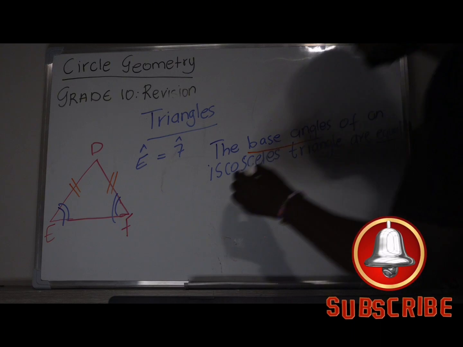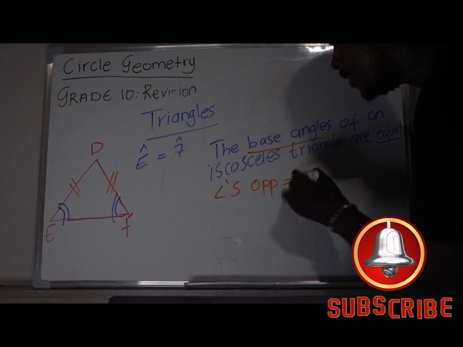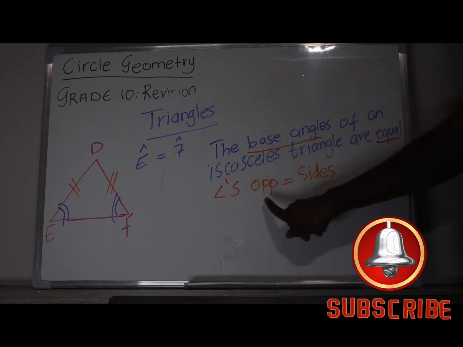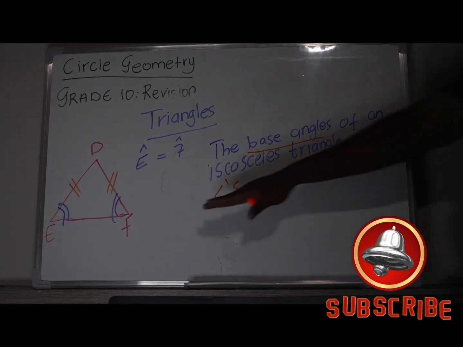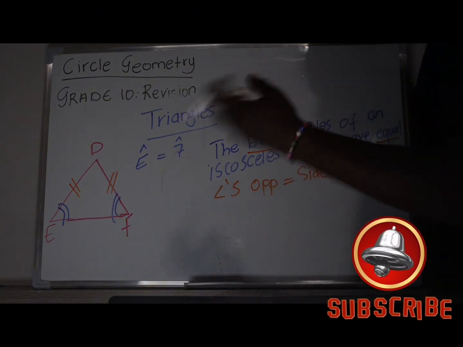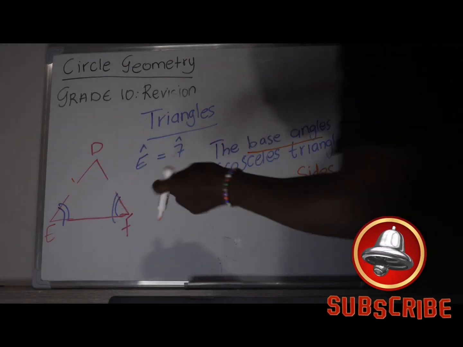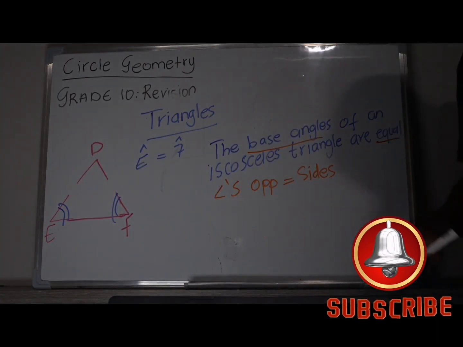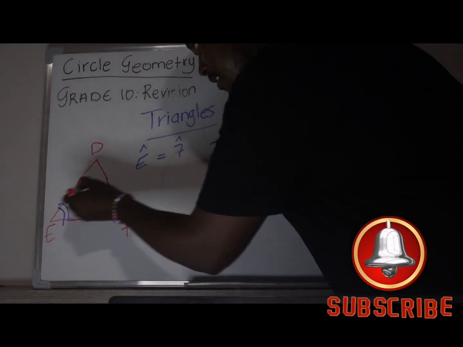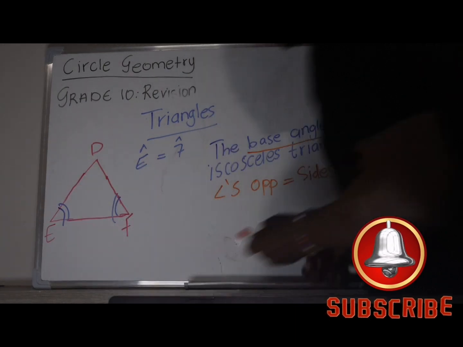Or you can just say angles opposite equal sides. This is the abbreviated reason. Angles opposite equal sides. We just write it like this. Please draw another triangle here on the side.